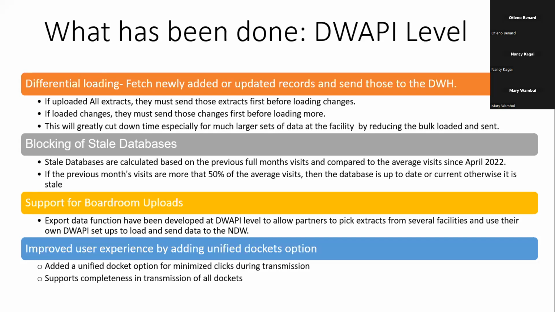So we have introduced that, and just to mention, we have a definition of a stale database where we take the average number of visits that have been sent to the warehouse since April, that is about 11 months ago. Then at the time you are sending the database, the visits that you're sending should not be less than 50%. If site A has been sending 100, and the average is 100, that means at the end of March or beginning of April, that site should not send us 45. If we have 45, then that is flagged as a stale database. We give a leeway of up to 50. If you're sending us 50, that's fine.